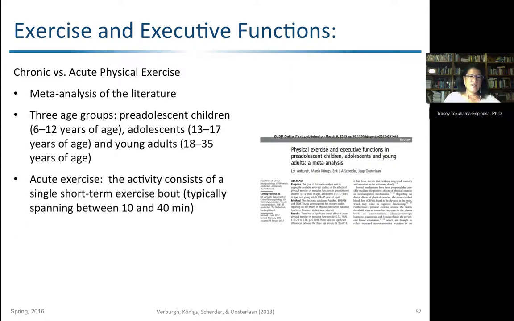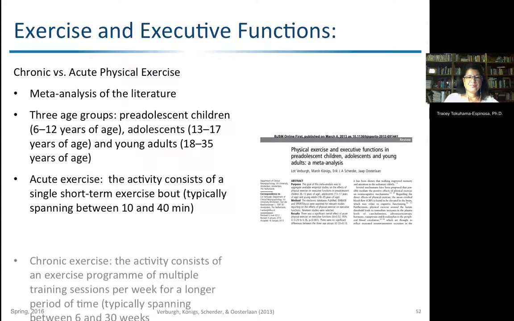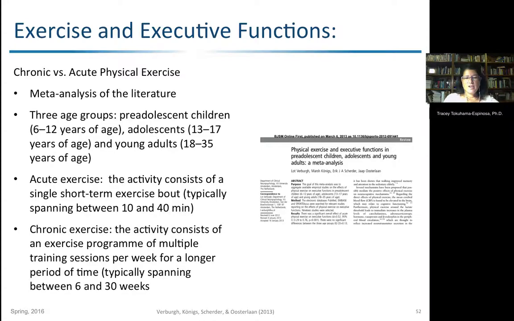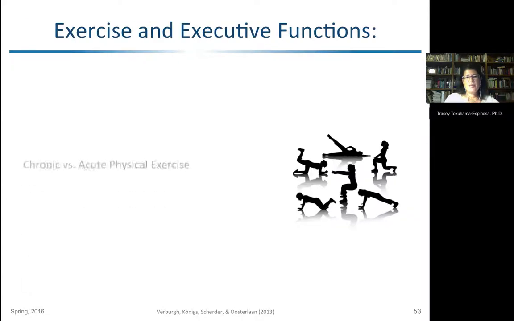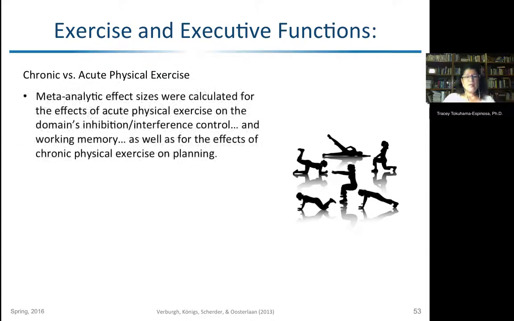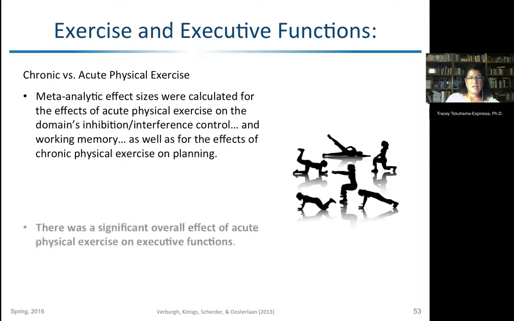And they tried to figure out if acute exercise, which was defined as a single short-term exercise bout, typically spanning about 10 to 40 minutes, versus chronic exercise, which consists of an exercise program of multiple training sessions per week for a longer period of time, typically between 6 and 30 weeks in length. So it was longer during each day and it was longer over time as well. To see whether or not exercise influenced executive control, they reviewed the literature, and the meta-analytic effects were calculated for both acute physical exercise as well as chronic physical exercise.